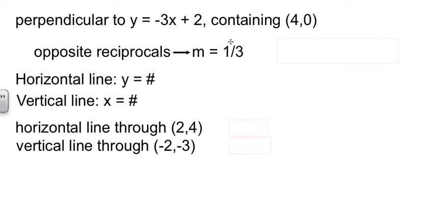Now I have a slope and I have a point. I can plug right into point slope form. Y minus 0 equals 1/3 times x minus 4. Notice this time this didn't match this. Like I said before, it's very rarely going to match. It was just a fluke in the last problem.